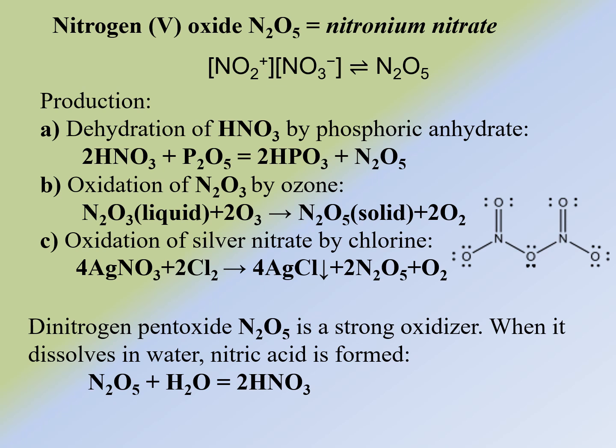How can we produce N2O5? In the reaction between HNO3 and P2O5. We can also oxidize N2O3 by ozone, and there will be O2 and N2O5 in a solid state. And N2O5 is the oxide that corresponds directly to nitric acid, because N2O5 plus H2O will give us HNO3.